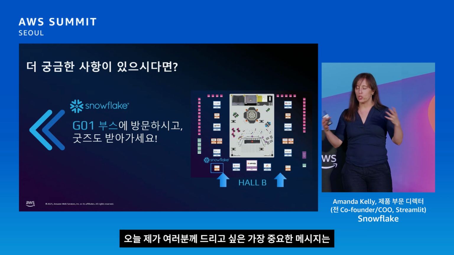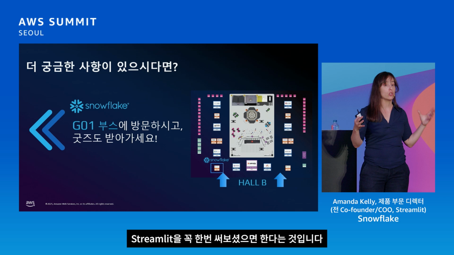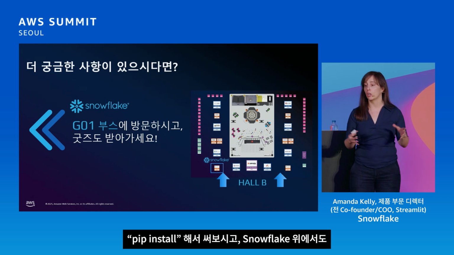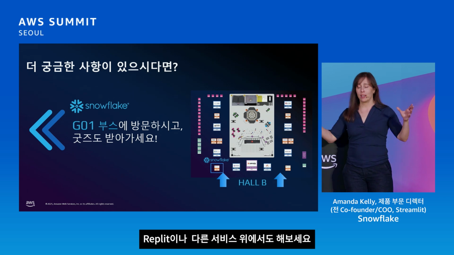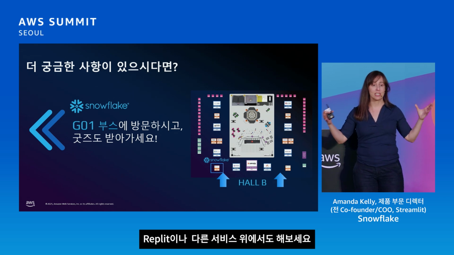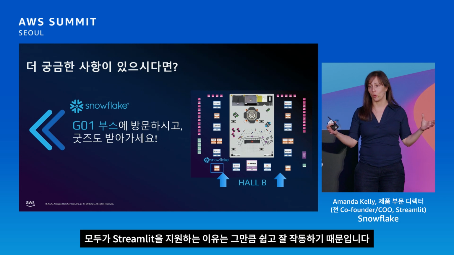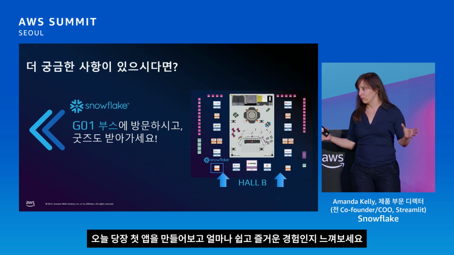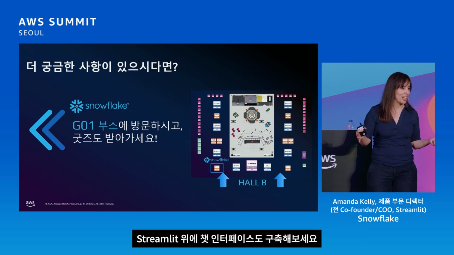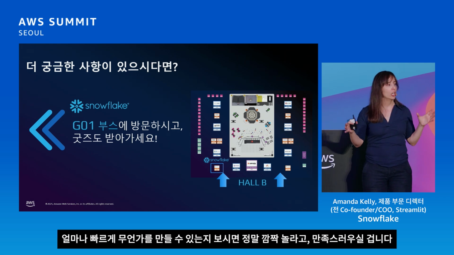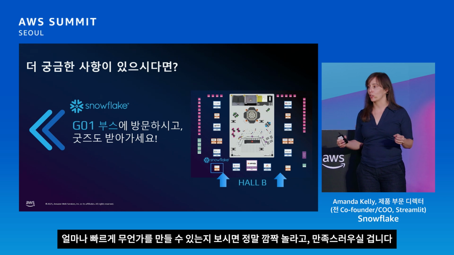Really, if I have told you anything today, I hope you take away that you should go try Streamlit, right? Go pip install it, go try it on Snowflake, try it on Replit, try it on pretty much any of the competing services. They all support Streamlit because it works so well and it's so easy. Try building your first app today. See how easy, see how delightful it is. Try building a chat interface on top of it. I guarantee you're going to be surprised and delighted with how quickly you can create things.